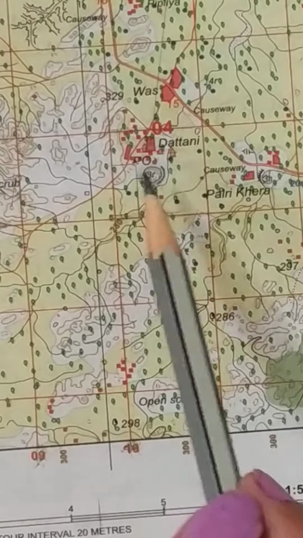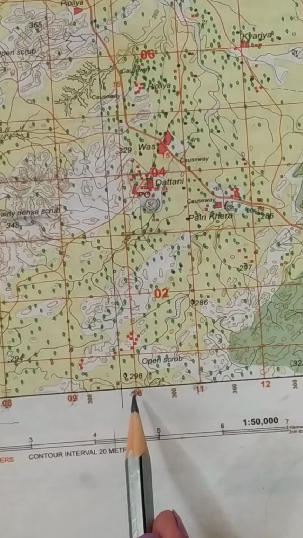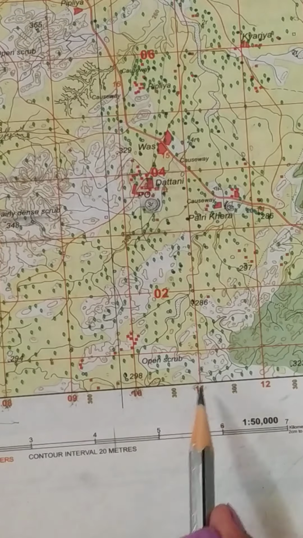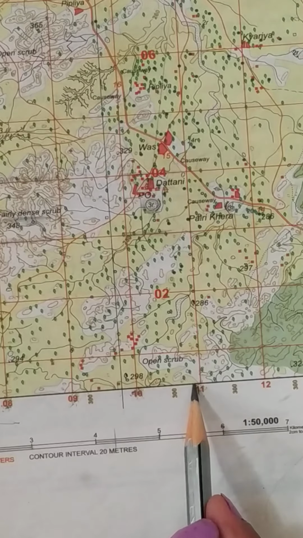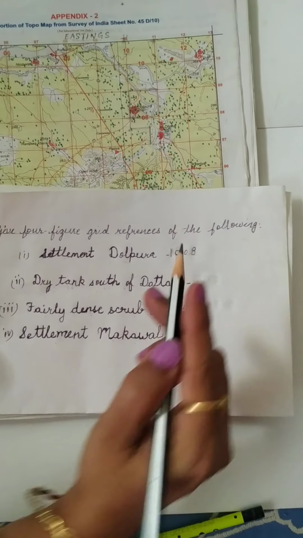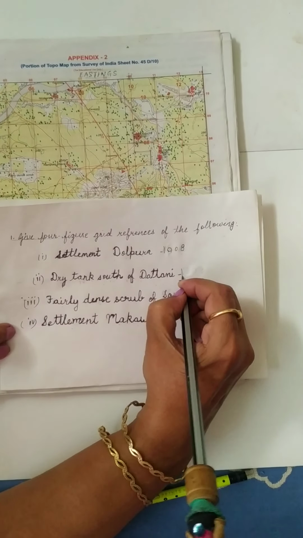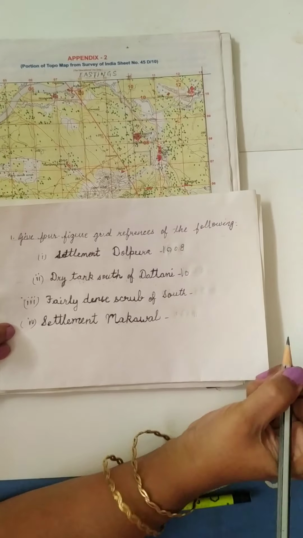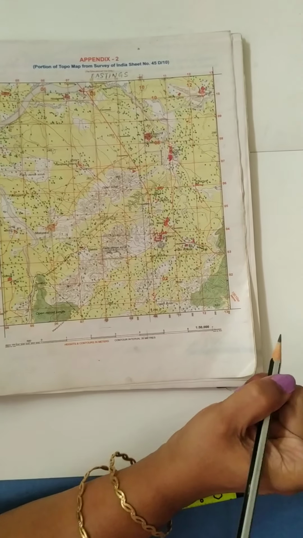And this dry tank lies between 10 and 11. Eastings 10, 11. We take the lesser one. So we'll write down 10. That's the eastings.